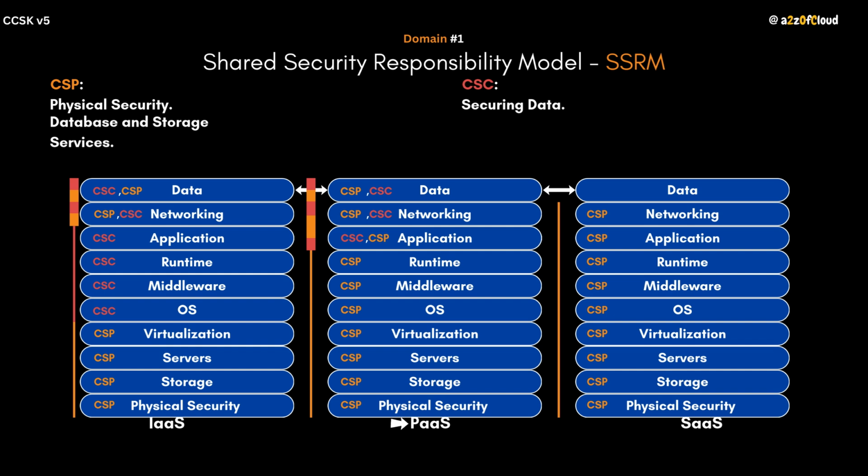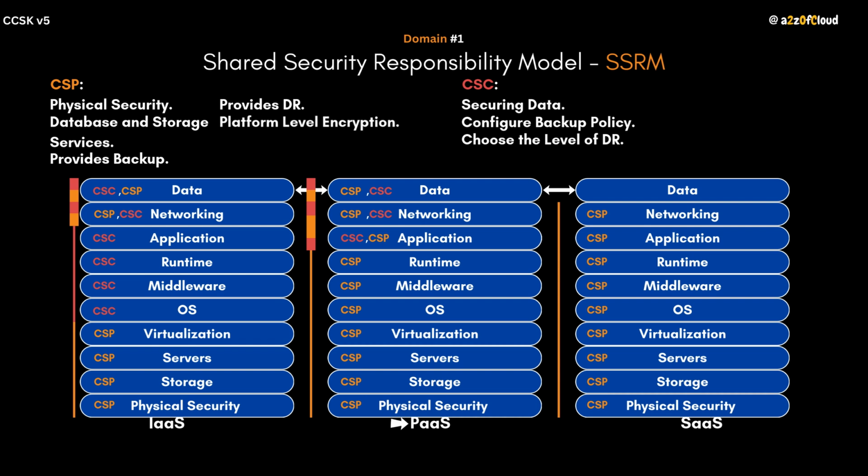Most of the platform as a service offerings of database and storage services provide automated backup. The customer is responsible for configuring retention and other backup policies. The CSP provides disaster recovery based on the options selected by the customer, availability zones, or at the regional level. The customer has to choose the disaster recovery based on business requirements. The CSP provides default platform-level encryption for database and storage services. It is up to the customer to use application-level encryption, customer-managed, and bring-your-own keys.